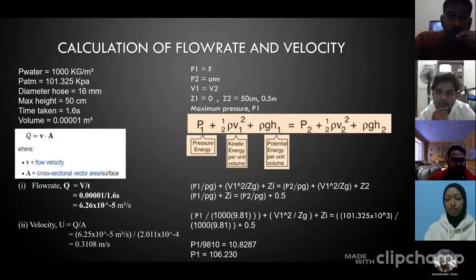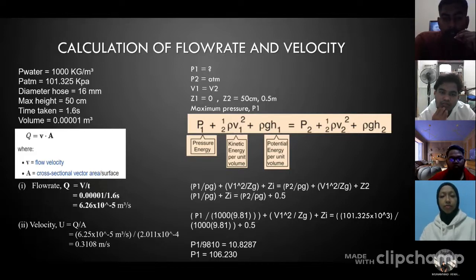So according to the formula for the maximum pressure, we get the data we collected and we get the pressure one, which is 106.230 kPa.